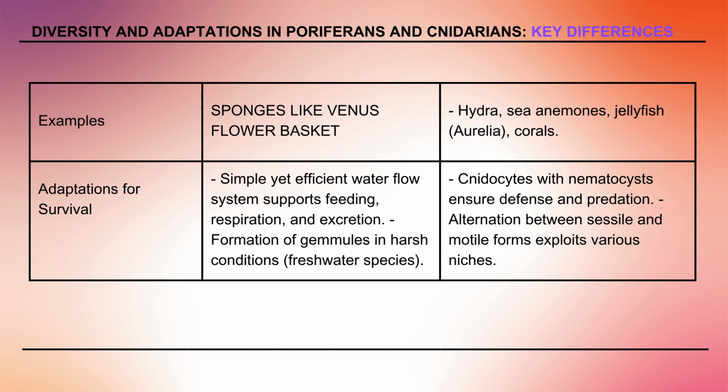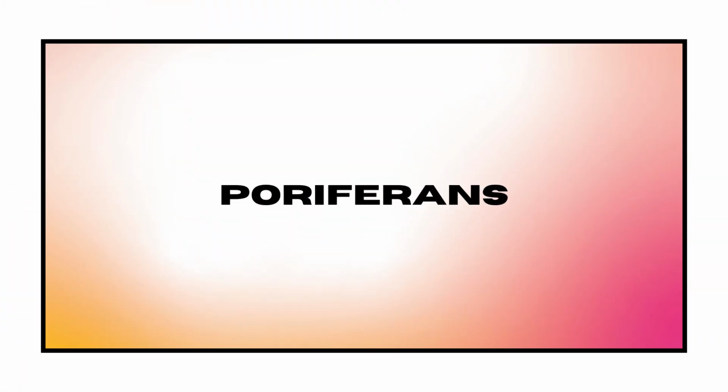For Cnidarians, their ability to alternate between sessile and motile forms allows them to thrive in different marine environments. Cnidocytes provide both offense and defense, ensuring they can catch prey and protect themselves from predators. So that's how they adapt in their environment in order to survive. That's all for the key differences between Poriferans and Cnidarians.